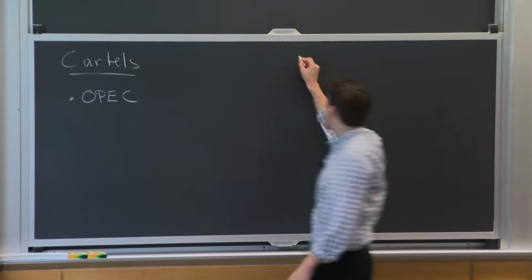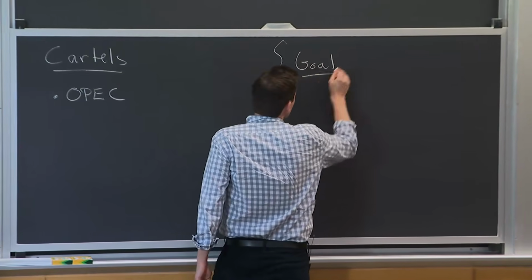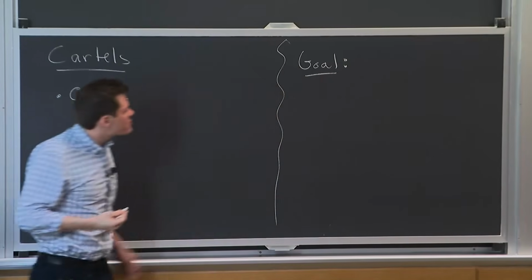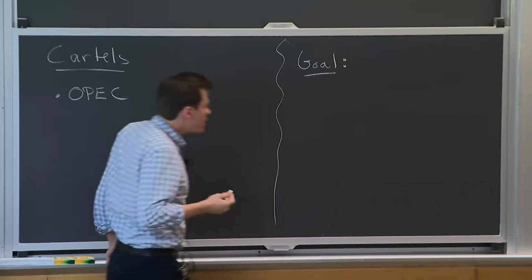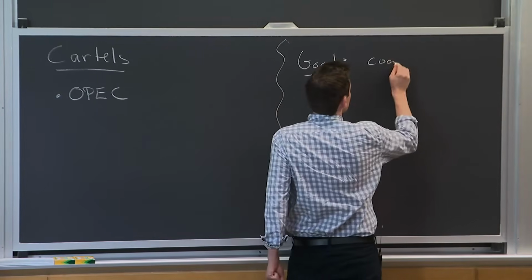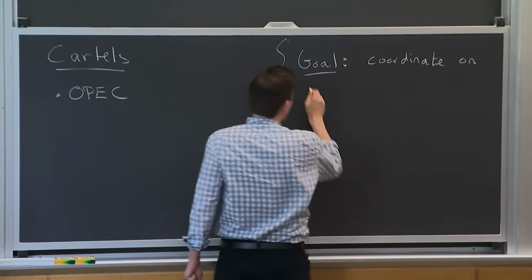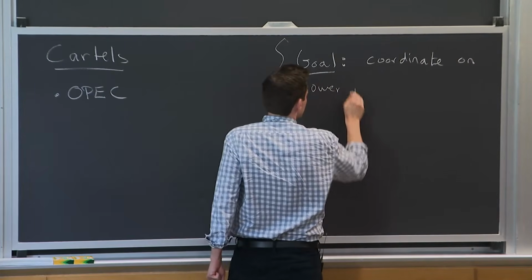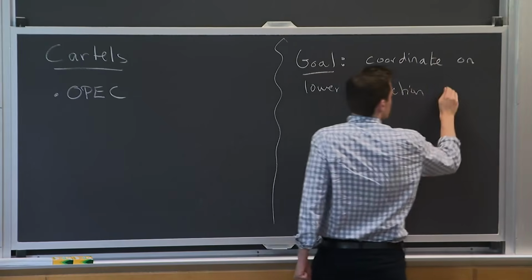So the general idea of the cartels we're going to look at today, maybe I'll say the goal. There's many different kinds of cartels, so I'm going to talk about the goal of these specific kinds of cartels, is generally to coordinate on lower production in order to raise market prices.